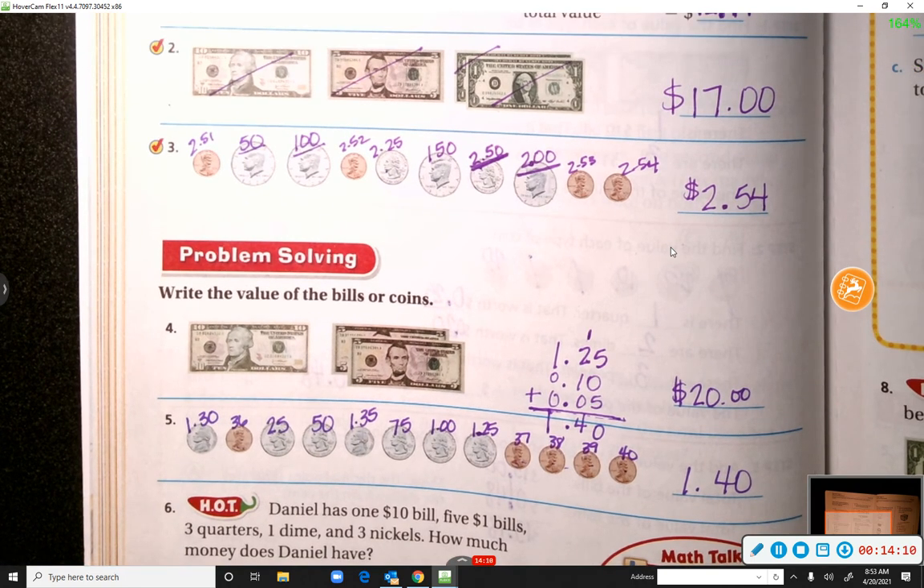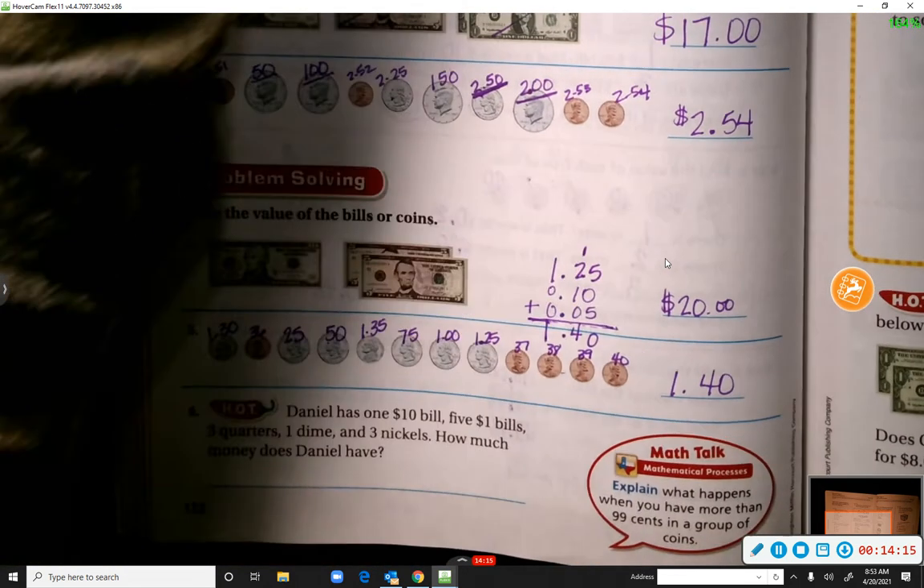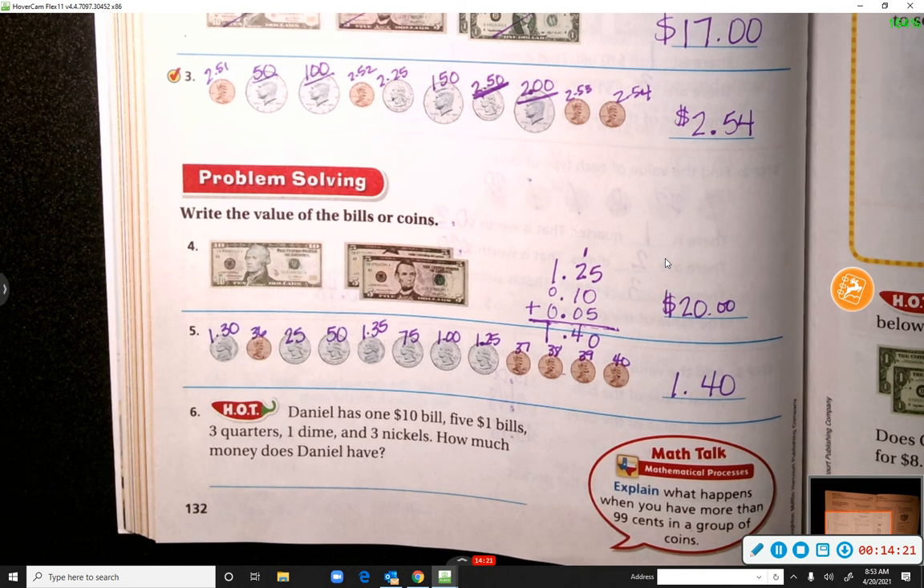Number 6. Let me skip this one. Nope, we're going over it together. It says Daniel has 1 $10 bill, 5 $1 bills, 3 quarters, 1 dime, 3 nickels. How much money does Daniel have?